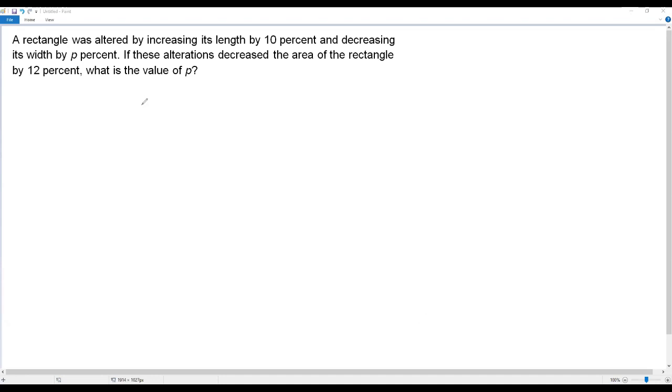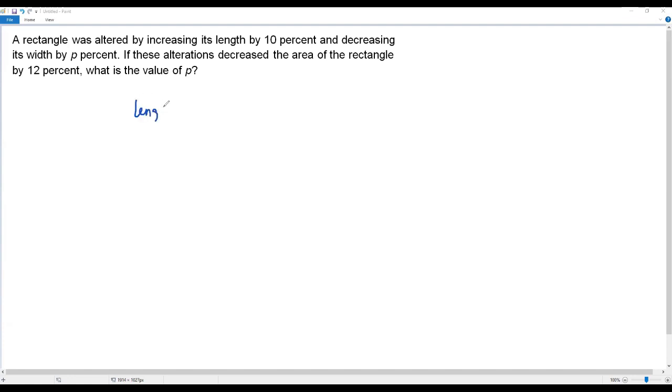Okay, so here two changes have been made. One is increasing the length of the rectangle by 10% and decreasing the width by P%. Okay, so it's a problem based on percentage. Whenever we work on a problem based on percentage, usually we consider the unknown quantities as 100. Because percent means per hundred, that is, a given value has to be compared to 100. So if I assume the unknown quantities as 100, the calculation work will be easier.